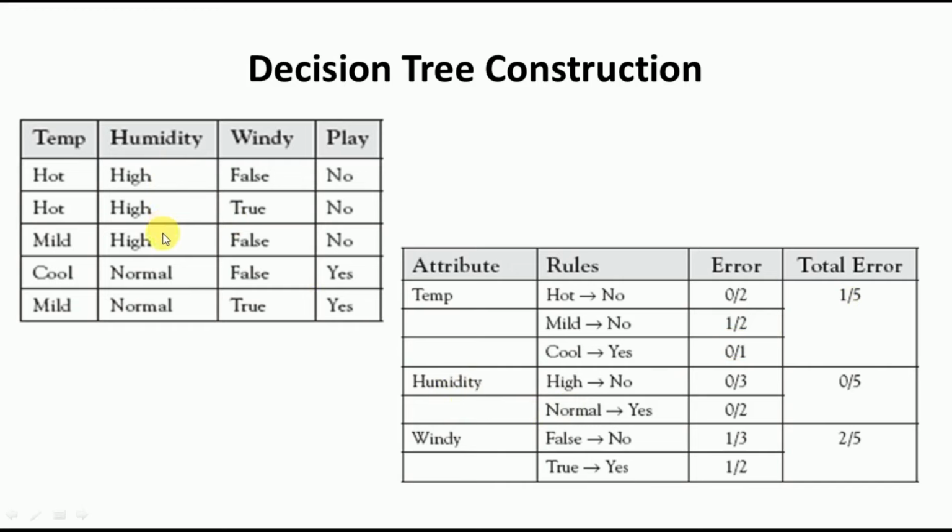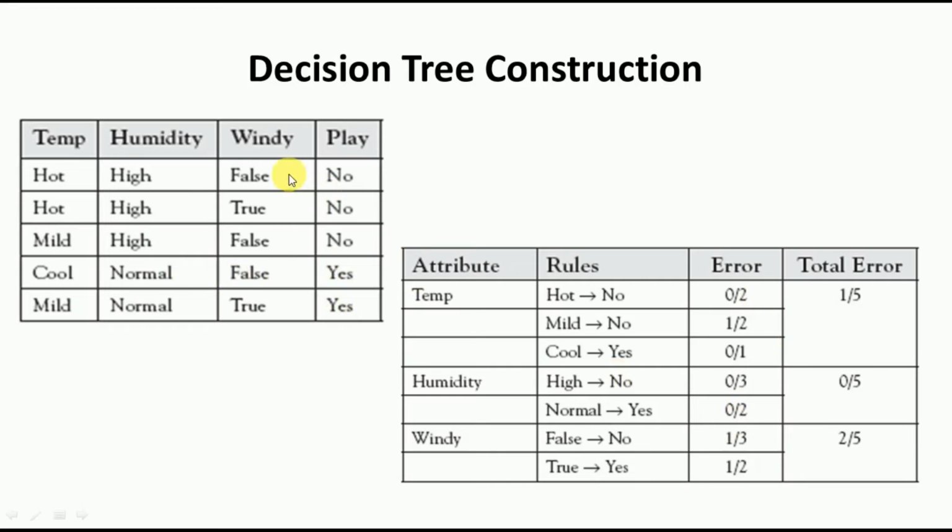Likewise, humidity. Humidity has 3 possibilities of high and 2 are normal. Out of the 3 high possibilities, all of them are no. So there is no question of yes. So the rule must be high is equivalent to no. All the 3 are correct decisions. There are no incorrect decisions. 0 by 3. Coming back to normal, it is appearing 2 times. Both of them are yes here. So normal should be equivalent to yes. Incorrect decisions are 0. So that is 0 by 2.